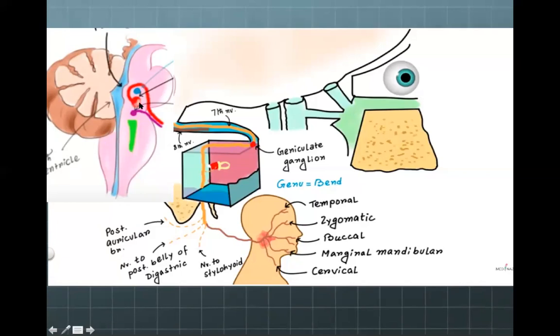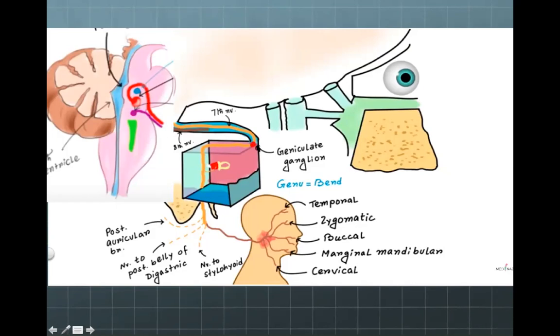So the unique thing about the facial nerve in the brainstem is that the nucleus is here, then the neurons go around the sixth nerve nucleus and go out together with the sixth nerve and the eighth nerve from the cerebellopontine angle. Then it goes through the temporal bone up to the middle ear. Here is the middle ear.